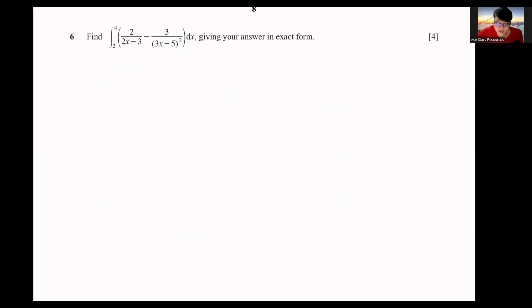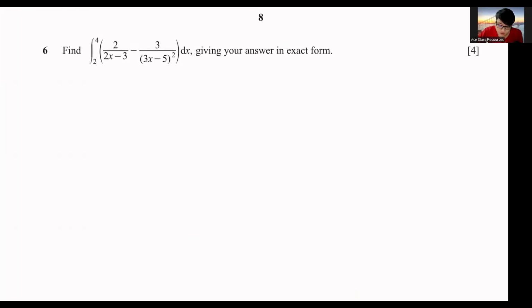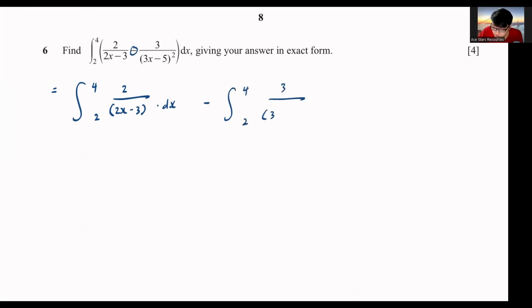Okay, let me do this. How do you represent our answer in exact form? First, you can always do this, right? To make things easier, separate them and always bracket up your denominator. dx, minus, look at the sign in between, it's minus, right? 4, 2, 3, bracket up 3x minus 5 squared, dx.